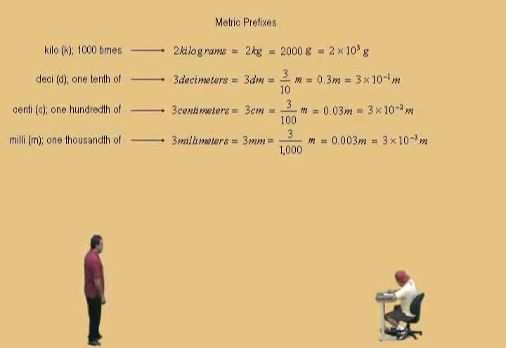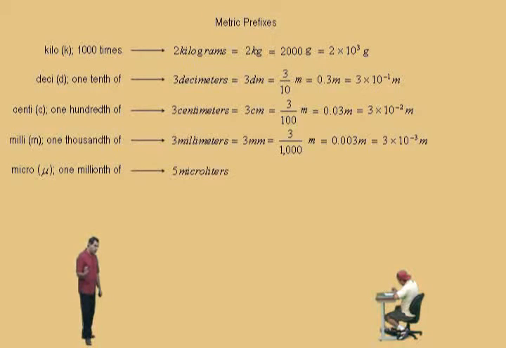All right. Let's do one more, Charlie. Micro. There's the symbol for micro. Anyway, micro means 1/1,000,000th of. So if we have 5 microliters, Charlie, it's abbreviated like that right there.